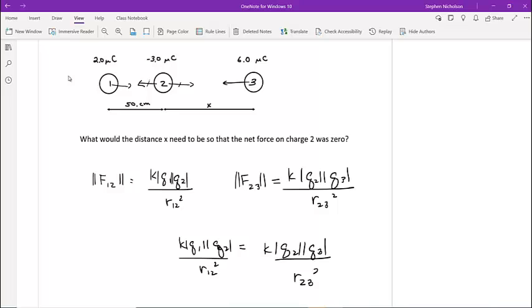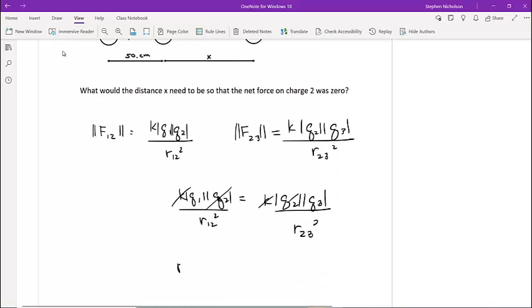Like that. And because they both have Q2, those are going to cancel out. K's cancel out. So we can solve for this distance R23 squared. If we take that, move that up to the numerator, move this up to the numerator on the other side, just shifting these things around, we'll end up with the absolute value of Q3 divided by Q1, and then we're going to multiply by R12 squared.